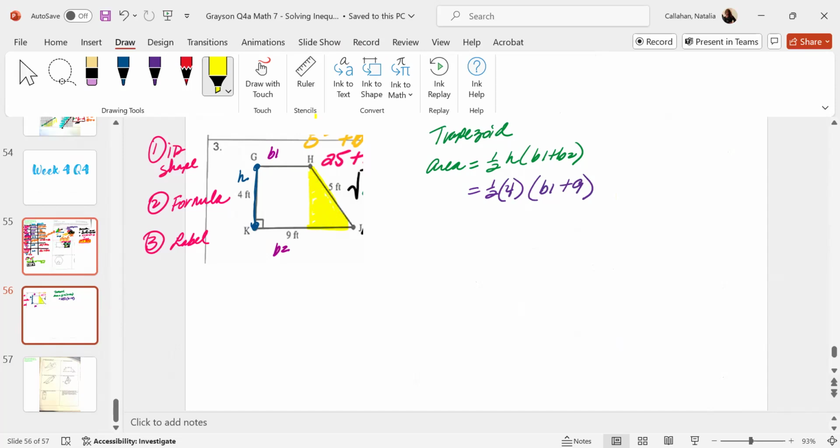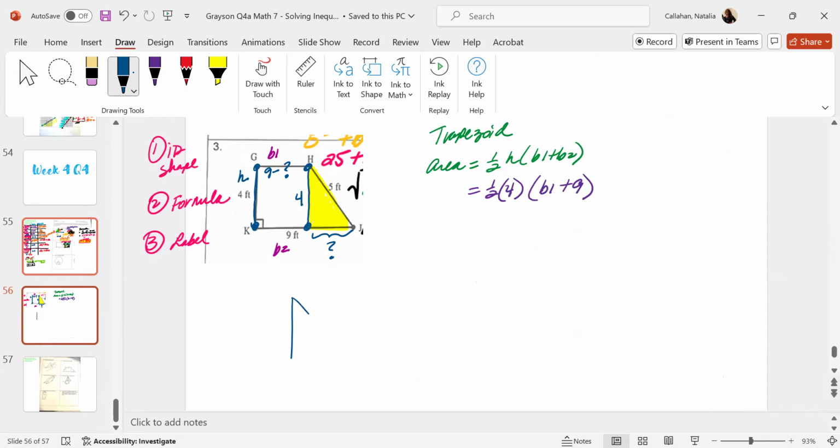Do you see this triangle right here? Do you agree that this side right here, this triangle, is also 4? Because it's the same thing, right? If I could figure out what this part is, then base 1 is just 9 minus the question mark. Do you see that? Okay, so let's try to solve this.